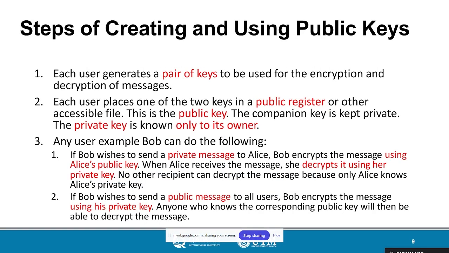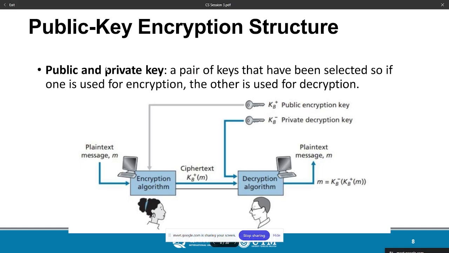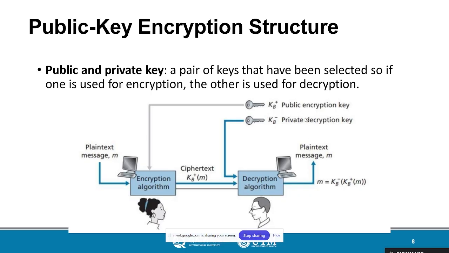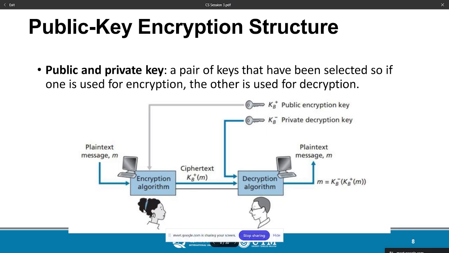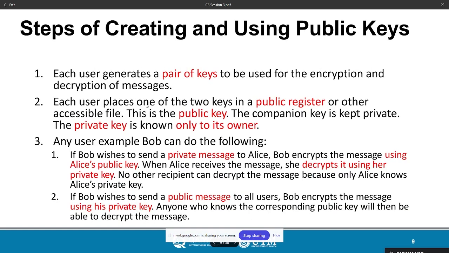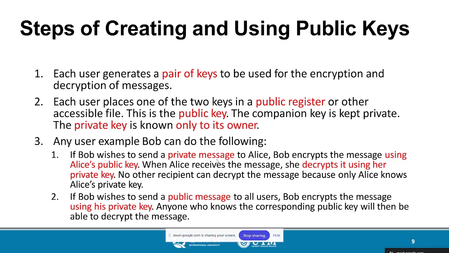Now, let's see the steps of creating and using public keys. Each user generates a pair of keys to be used for encryption and decryption. What do I mean by this? I mean that this girl and this boy both have a public key and a private key. Each user places one of the two keys in a public register. The public key, they will put it in some place and say, anyone that tries to send me anything, please use this public key.